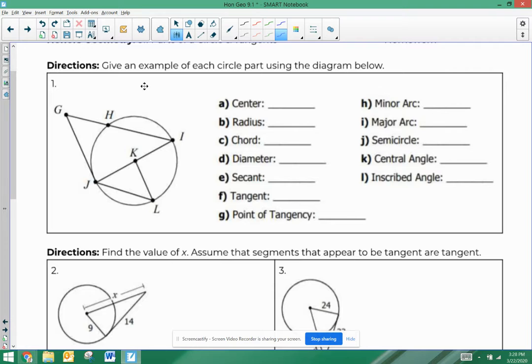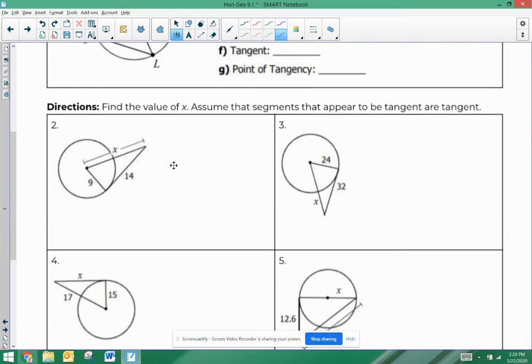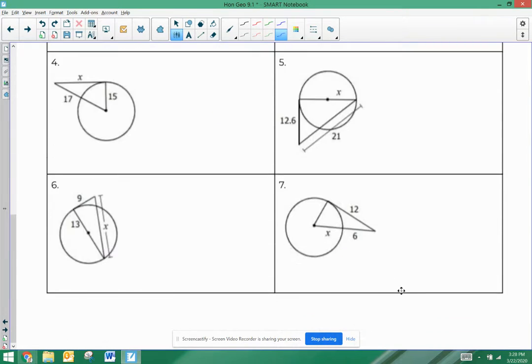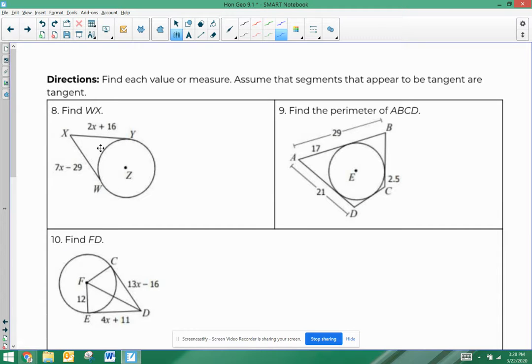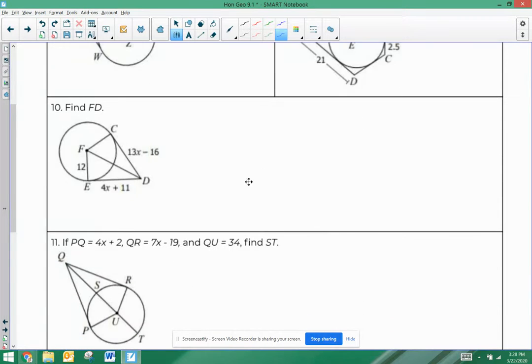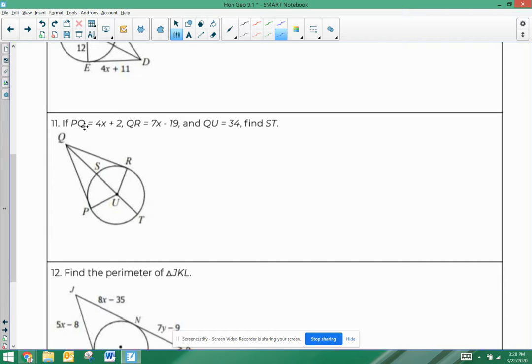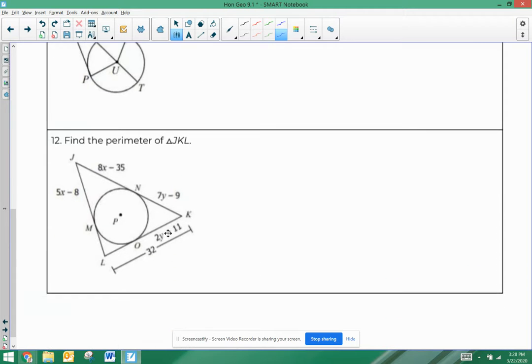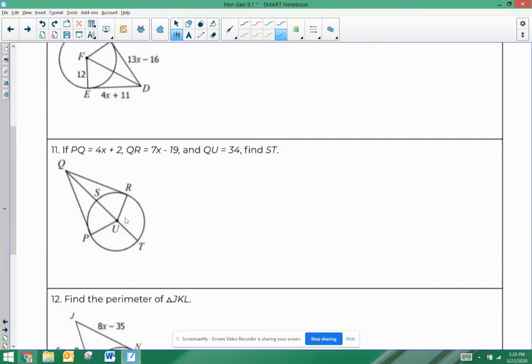It's the same idea. Giving an example of each part using the diagram, so kind of the opposite of what you did in the practice. And then finding the value of x using the tangent properties. Same thing here, just with a little algebra now, little algebra there, okay?